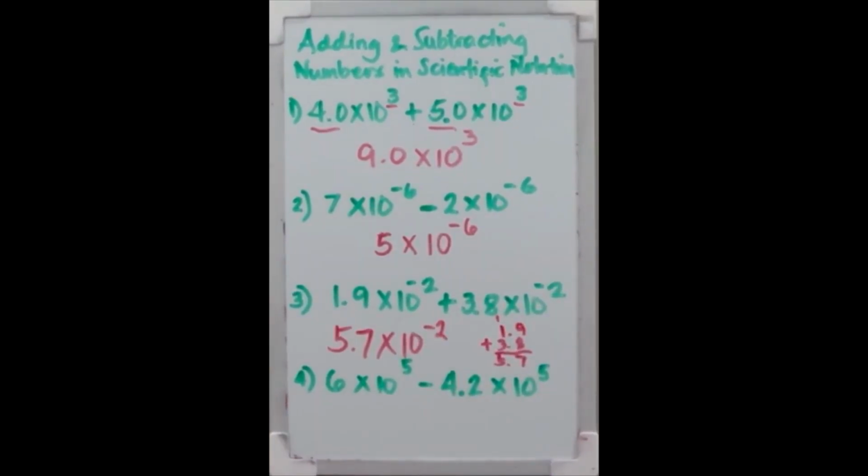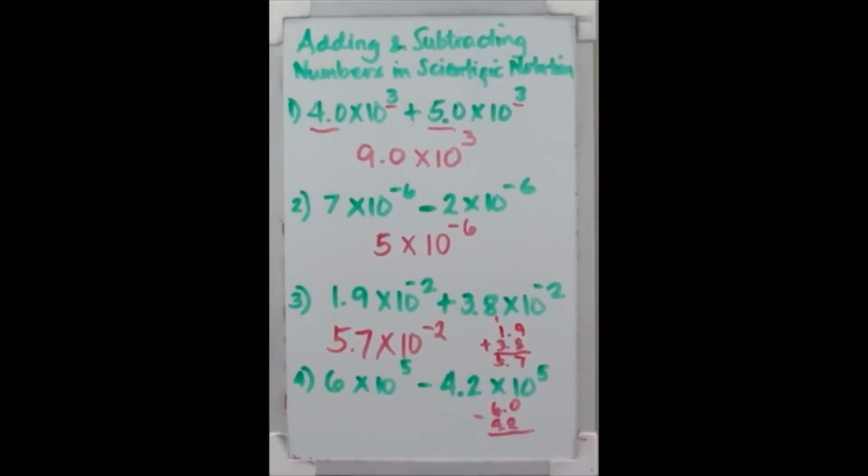Let's proceed to our last example. Here we have 6 times 10 raised to the power of 5 minus 4.2 times 10 raised to the power of 5. So they have the same exponents. So we can now subtract 6 and 4.2. This can be written as 6.0 by the way.